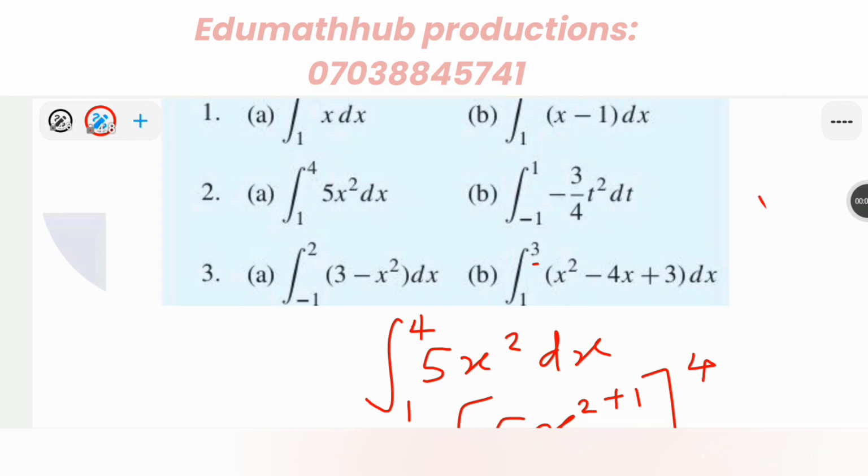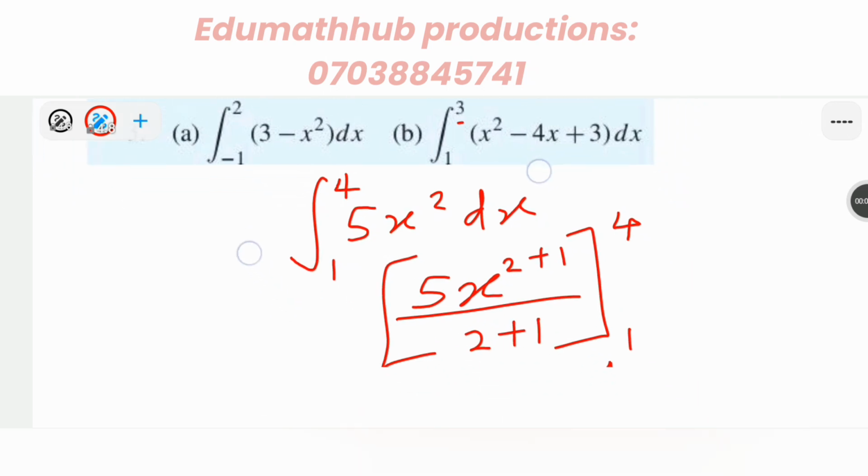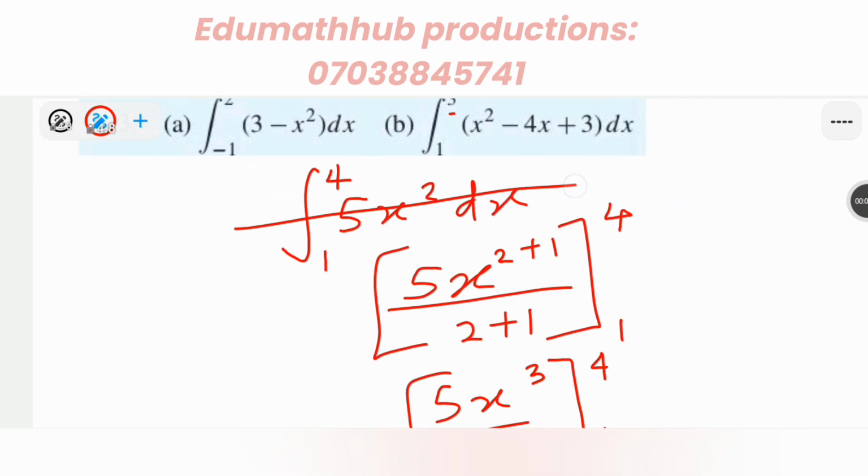So for the next one, we have to integrate 5x squared dx, limit from 1 to 4. Okay, so we have it here. The first thing you need to do is integrate this normally first, because you have 5x squared. So x is to the power 2, so you have to increase the power by 1, then divide by that same value. So you're going to have 5x to the power 2 plus 1 divided by that same 2 plus 1.